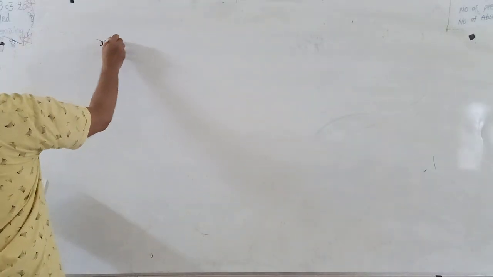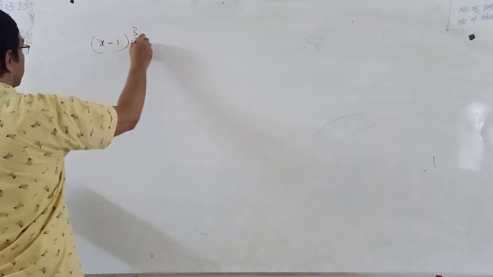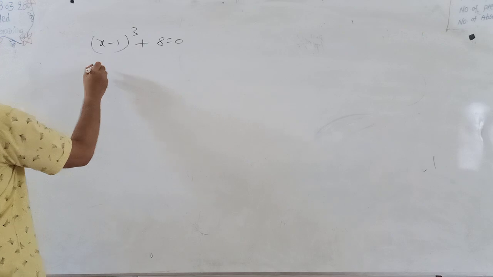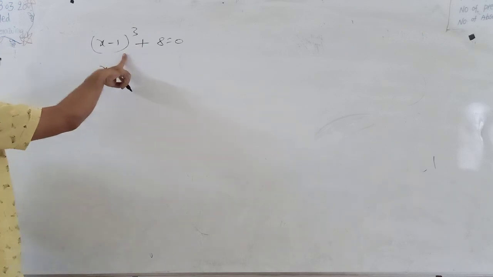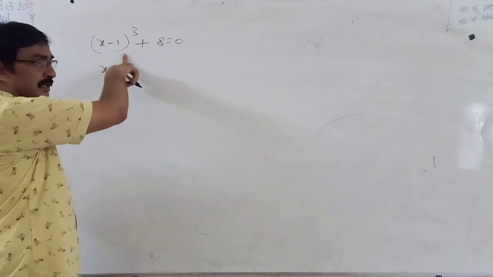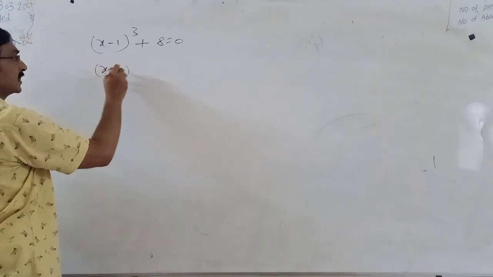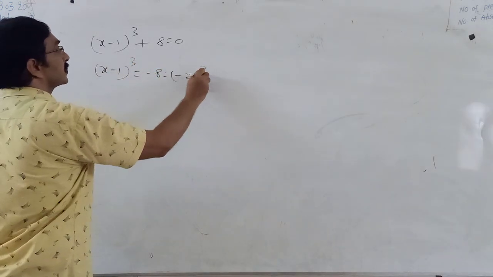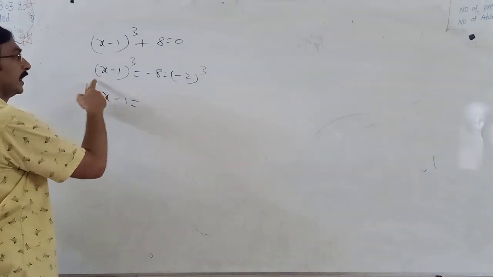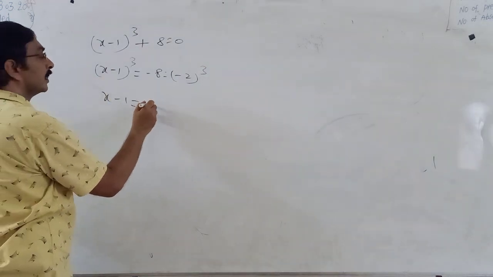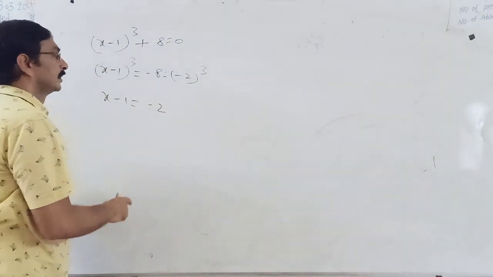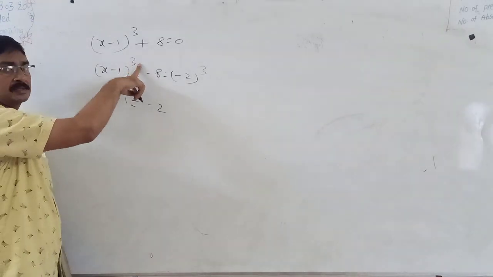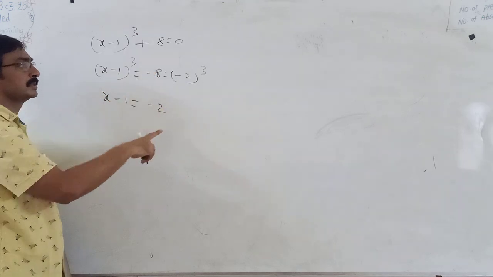Fifth one, roots of x minus 1 whole cube plus 8 equal to 0. So clearly this is a cubic polynomial. So the number of roots is 3. First, x minus 1 whole cube equal to minus 8, which is minus 2 whole cube. Therefore x minus 1 equal to minus 2. This is only a real number. But a cubic polynomial means the number of roots of that one is 3.